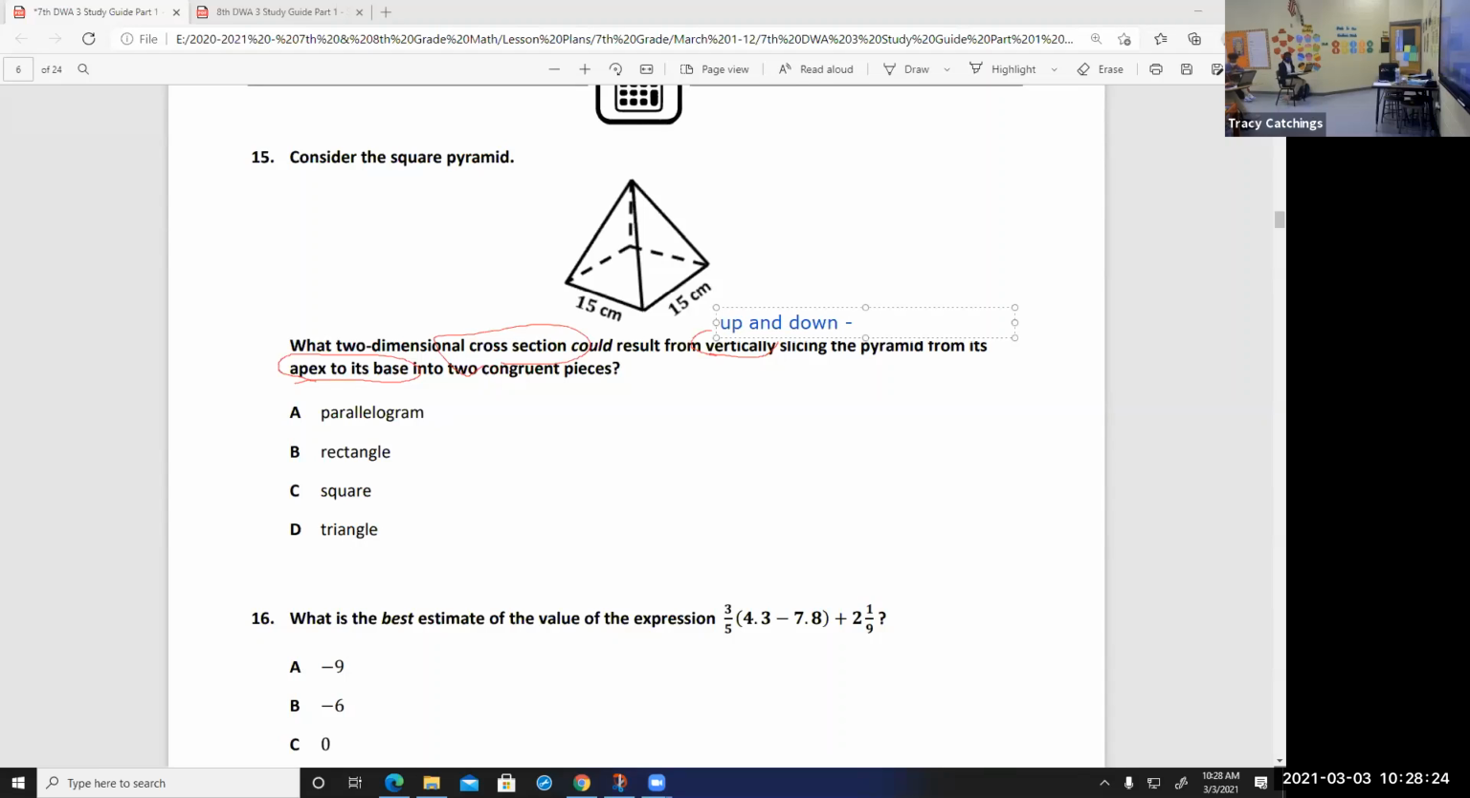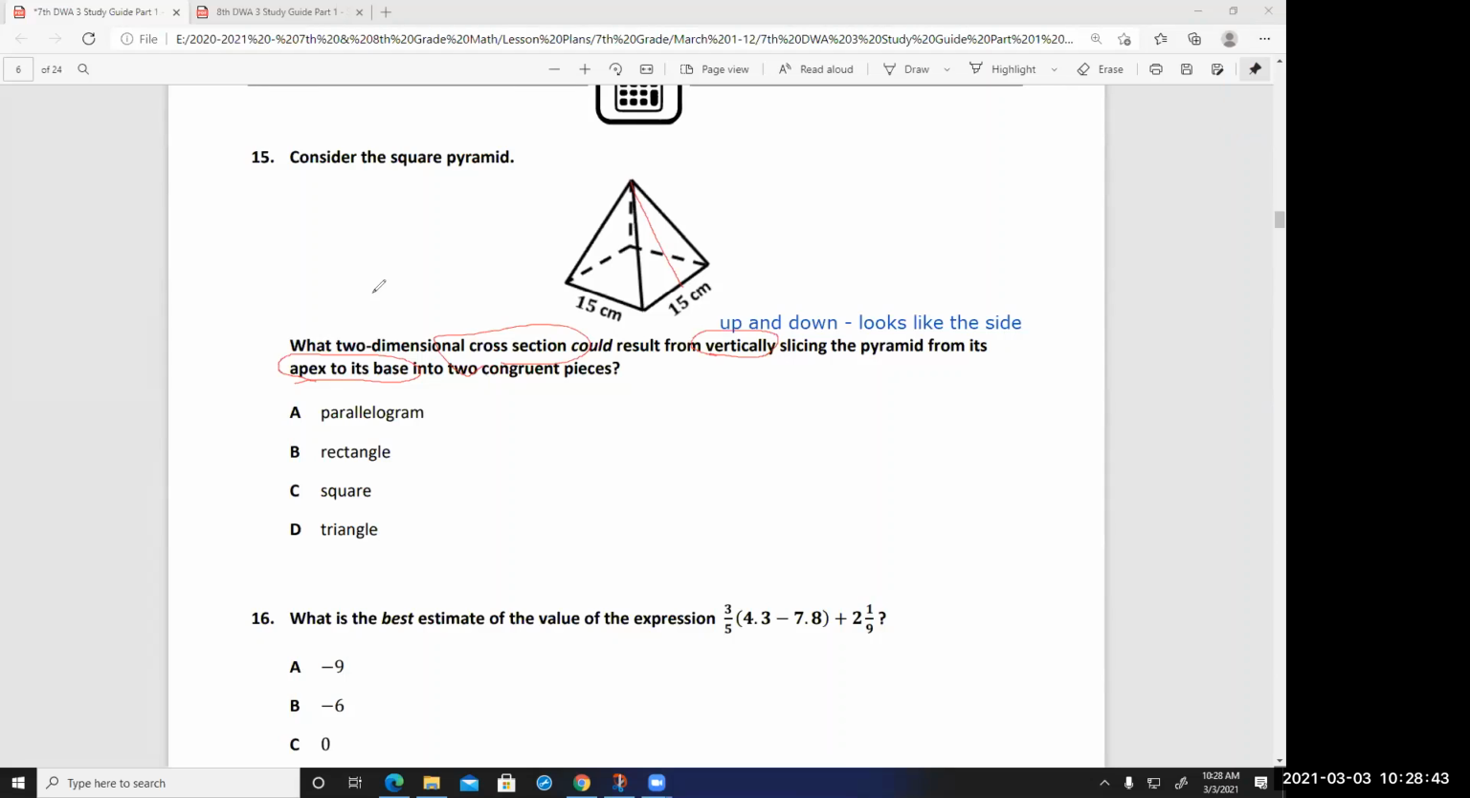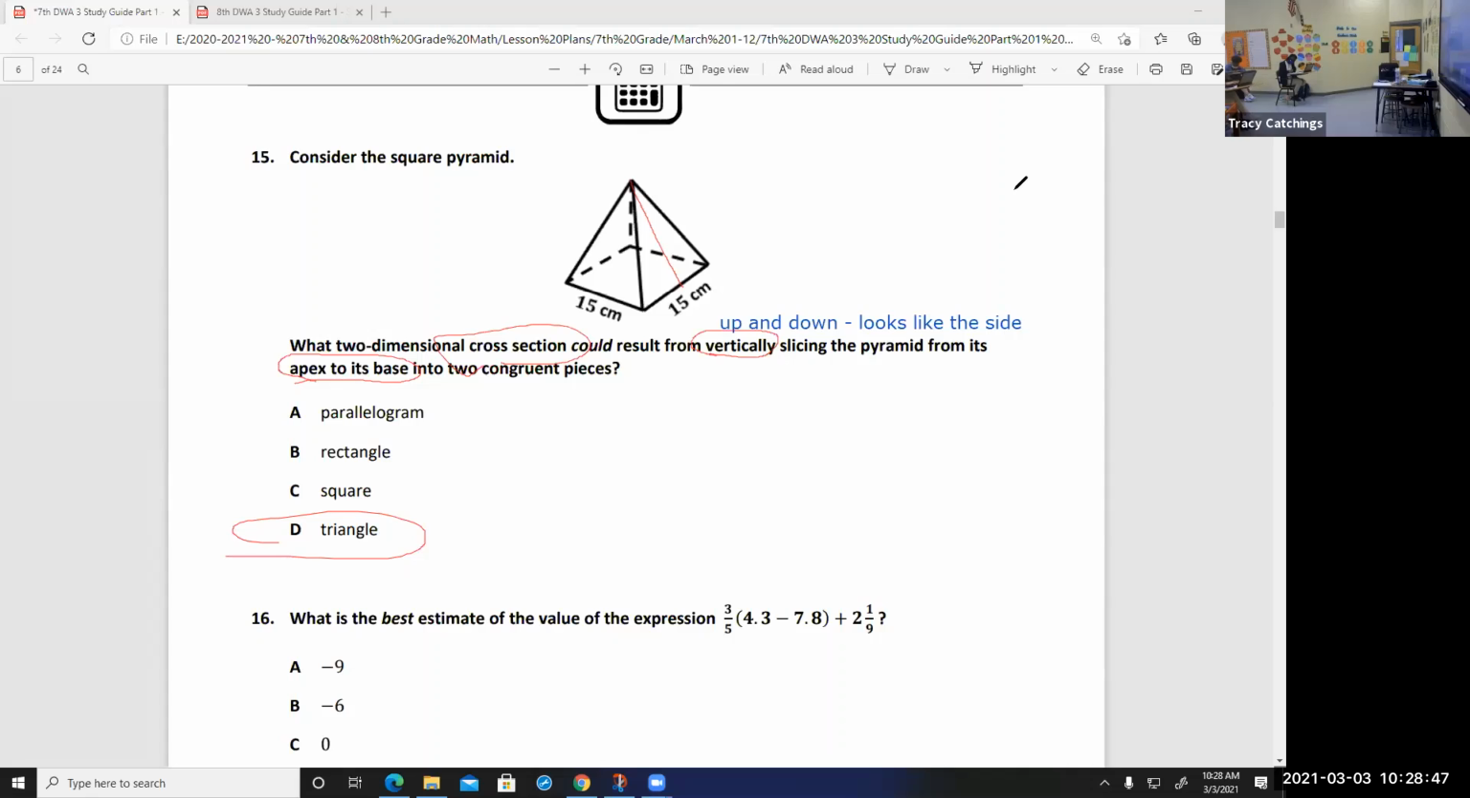And typically, if I slice up and down, the shape looks like the side. So I'm going to ask myself, what does the side of the square pyramid look like? A triangle. Good job. So if I slice it from the top to the bottom, if I open it up, it's still going to look like a what? Triangle. Good job.